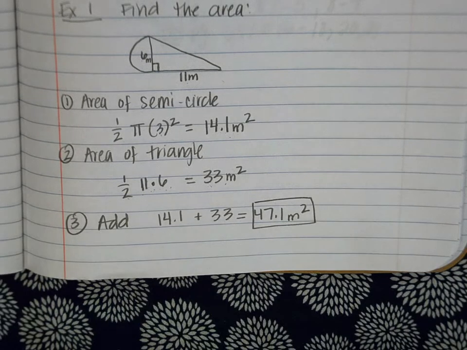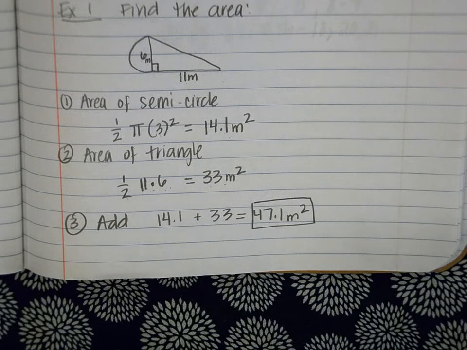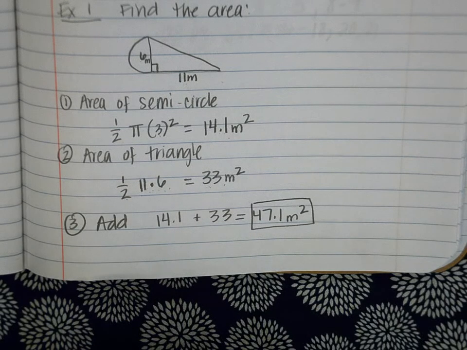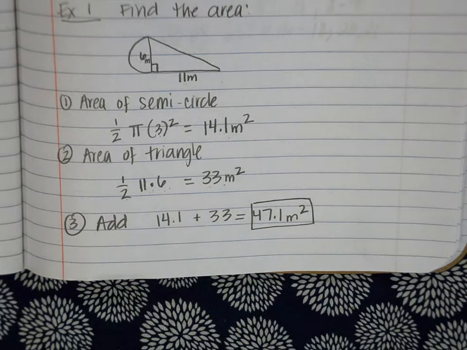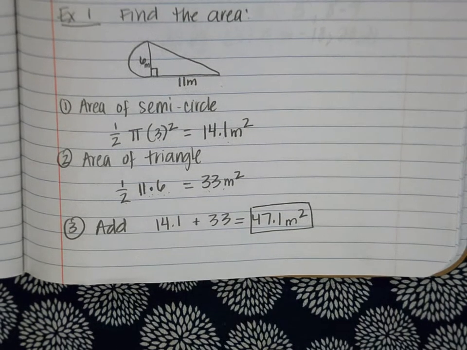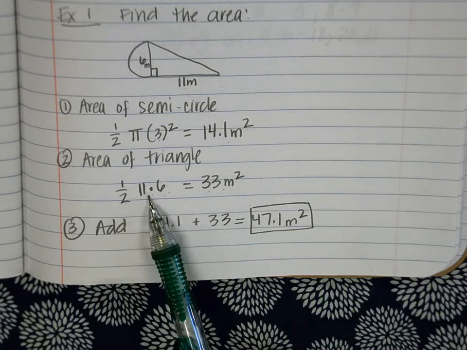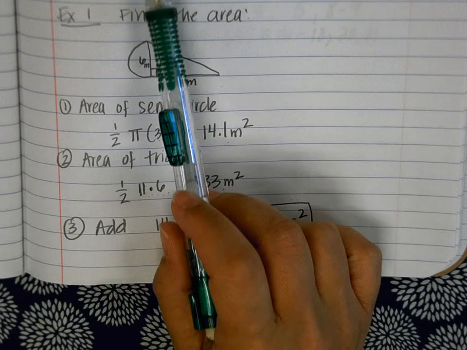Why are you dividing by 2 if it's 1/2? Multiplying by a half and dividing by 2 is the same exact thing. So if you put in your calculator times 0.5, it's the same as hitting divide by 2. Okay? Good question. Okay. Other questions on this? How can you divide 11 times 6 by 2? That is the formula for the area of a triangle.